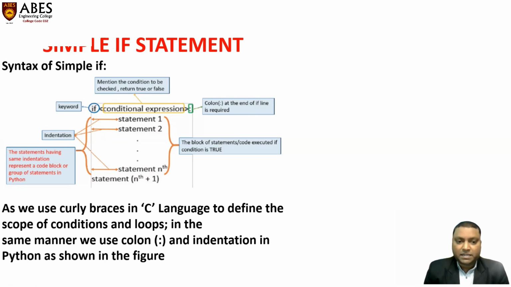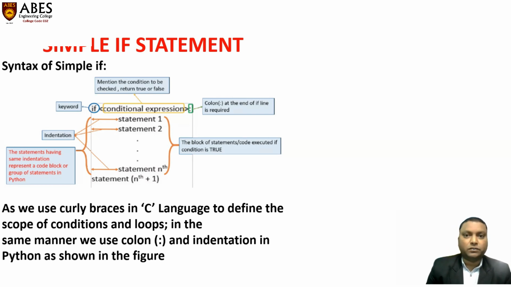As we use curly braces in C language, if you remember, when you want to write a block of code in C, you put simple curly braces, and all the statements following the conditional statement lie within the curly braces. But in the Python programming language, in the same manner we use a colon and indentation, as shown in the figure. I think it is clear to you.